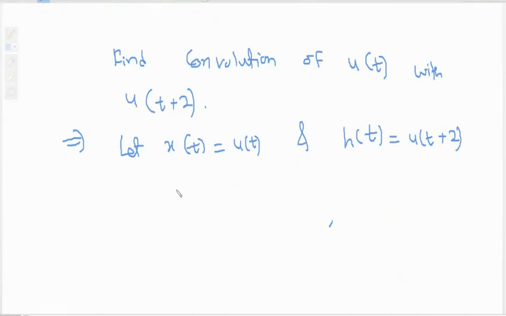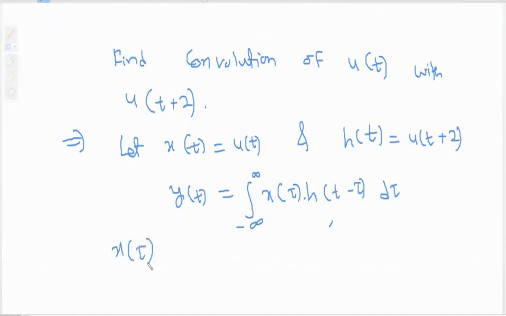Then write down the convolution formula. Y of t equals integration minus infinity to infinity of x of tau into h of t minus tau d tau. This is the standard convolution integral formula. If you know this formula, then only you can solve the problem. In the formula, I require x of tau, but available is x of t. Put t equal to tau. Therefore, x of tau equals u of tau.